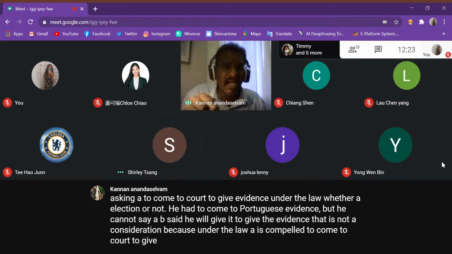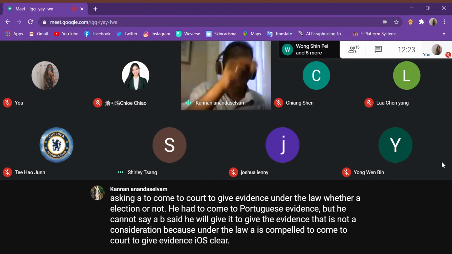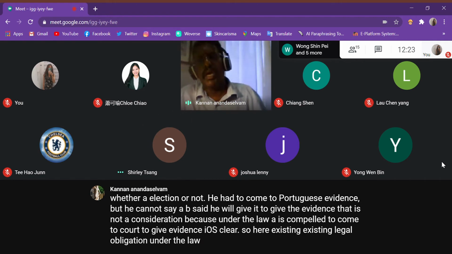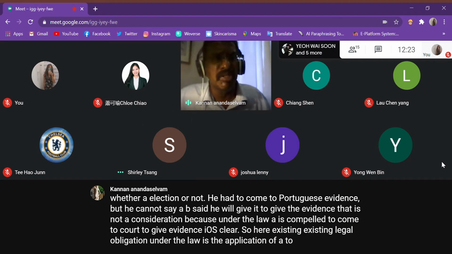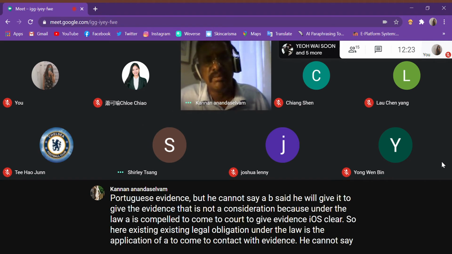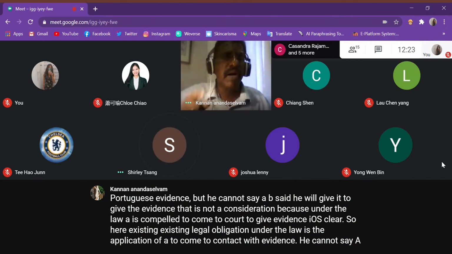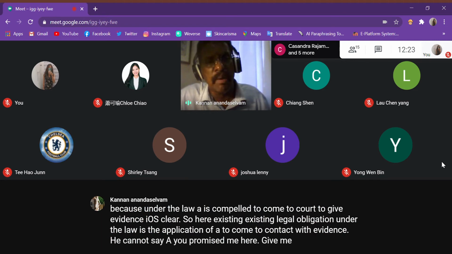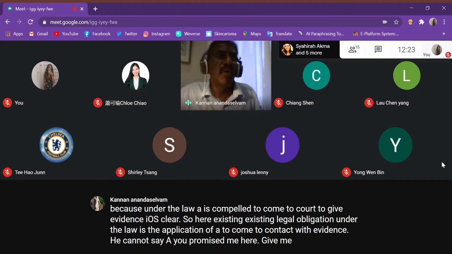So here, the existing legal obligation under the law is the obligation of A to come to the court to give evidence. He cannot say, he promised me 3,000, that's why I came. Because under the law, he must come and give the evidence. If he refuses to come, that is contempt of court. It's a criminal offense. Are you all clear?